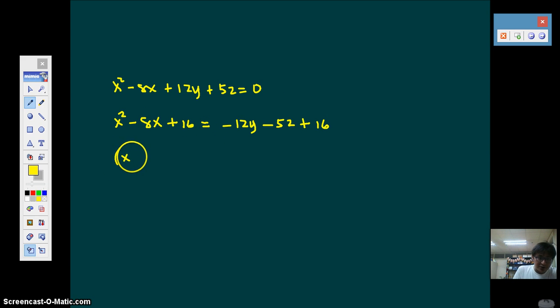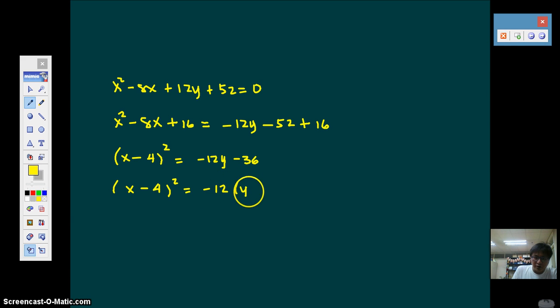Now, this is a perfect square, which is x minus 4 squared equal to negative 12y minus 52 plus 16, which will be minus 36. And the last thing to do is to factor out the coefficient of y on the right side, which in this case is negative 12. So negative 12 times the quantity y, this will be a plus, so plus 3.